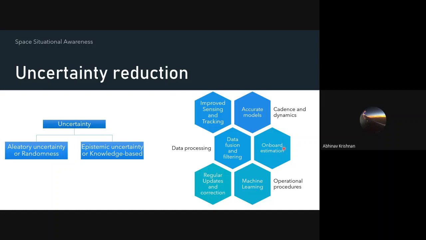So you can use GNSS sensors on board the satellite, which can do even carrier phase measurements, which means it can provide precision up to centimeter level, not accuracy, but precision up to centimeter level. Then you have regular updates and correction and machine learning approaches if you are interested in applying machine learning for this. And those are some operational procedures. So these are influencing the way you are performing the operation itself.